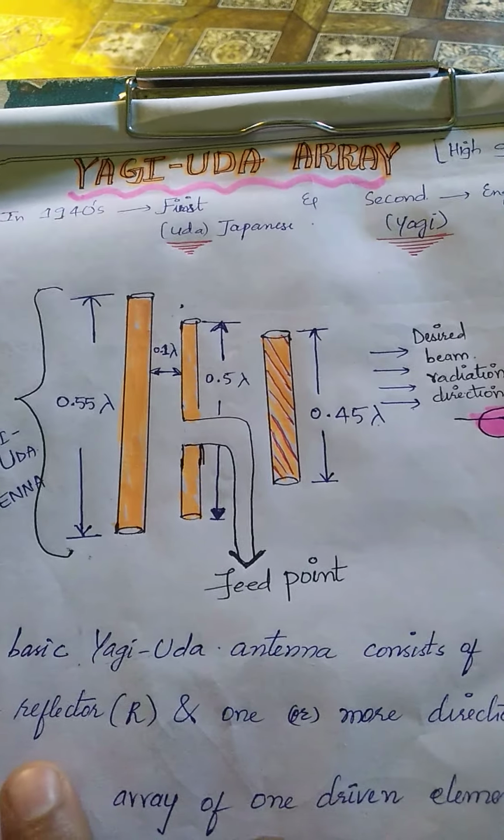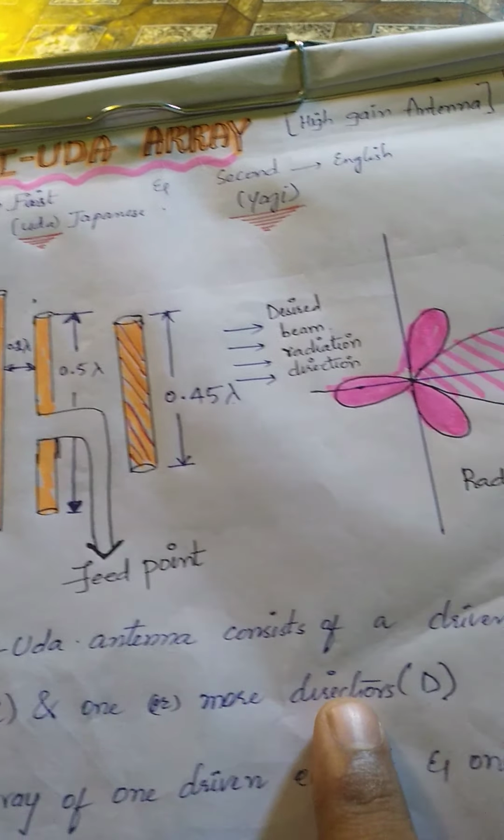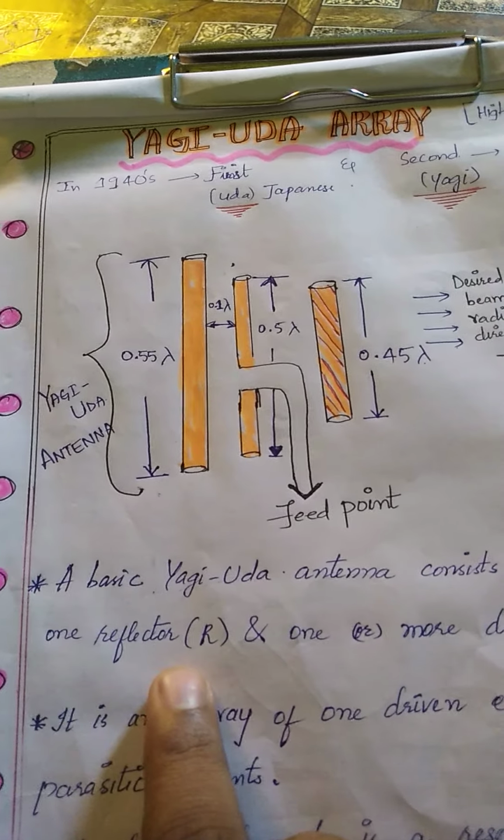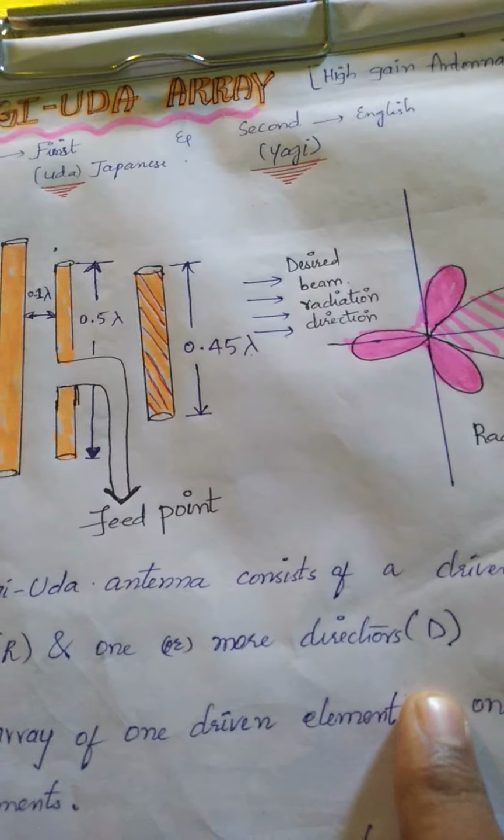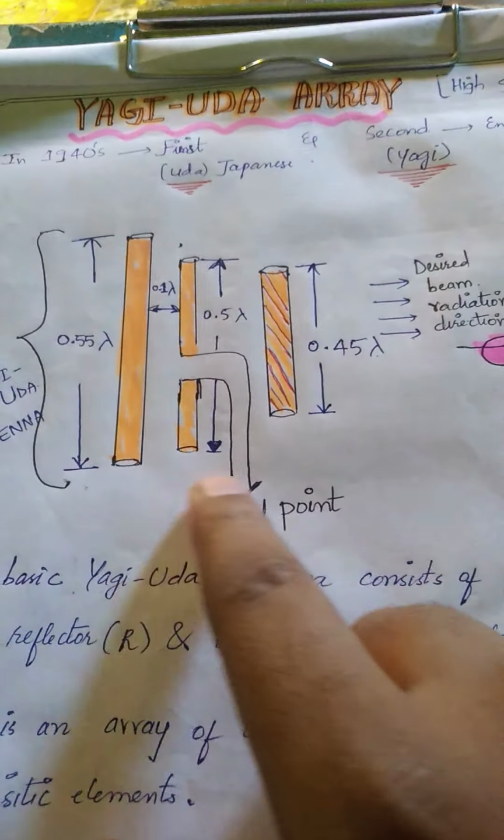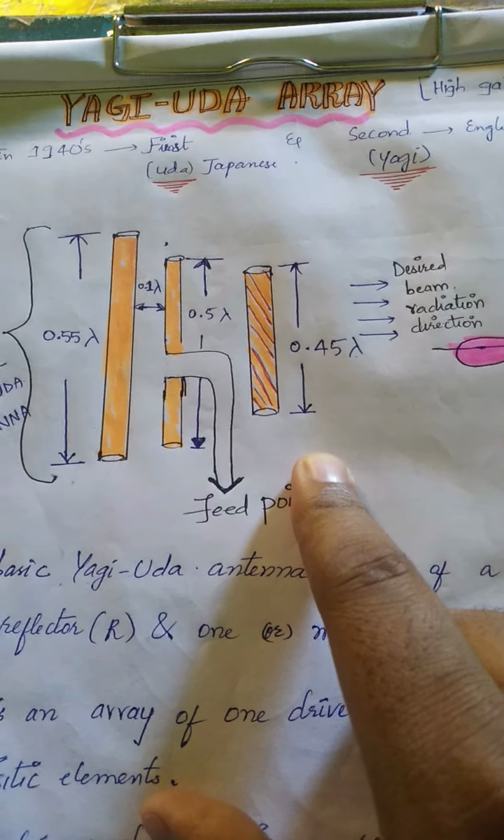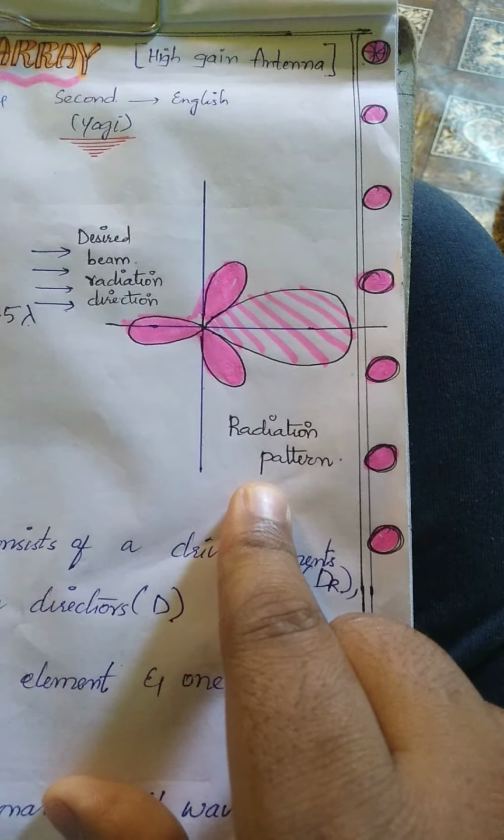So basically, what is this Yagi-Uda array? A basic Yagi-Uda array consists of a driven element, one reflector and one or more directors. So it has this specific dimension we have considered. We are going to see how it is going to be used, and for that purpose we are going to see its radiation pattern.